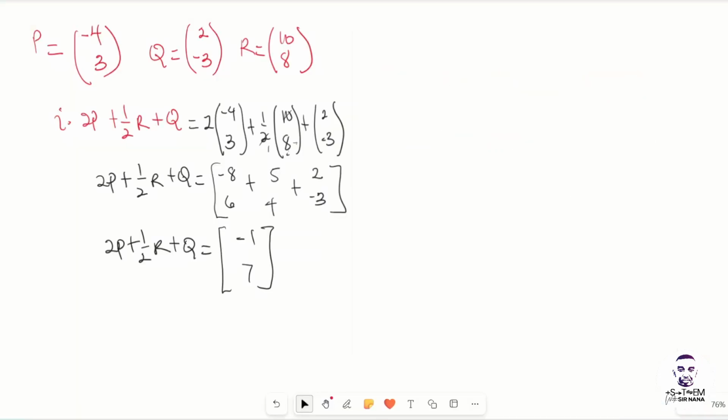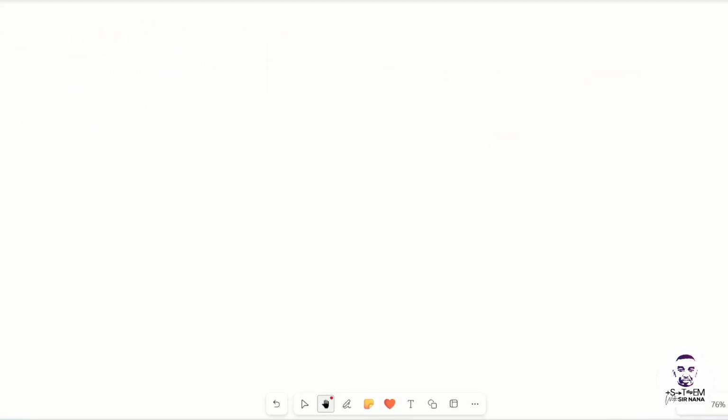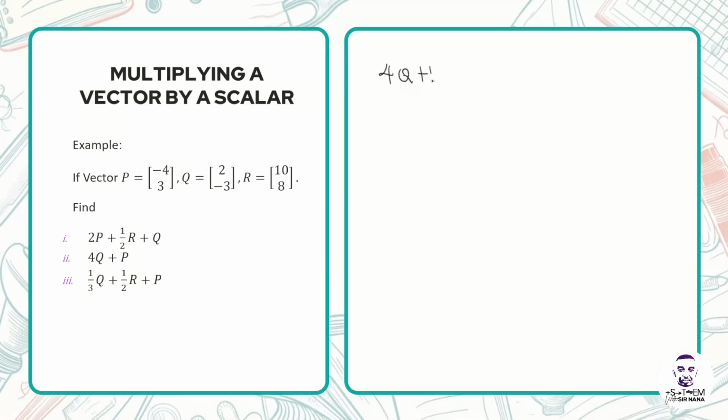Now let's consider the II. In the II, we are given 4q plus p, right? So 4q plus p. So it implies that we have our 4.